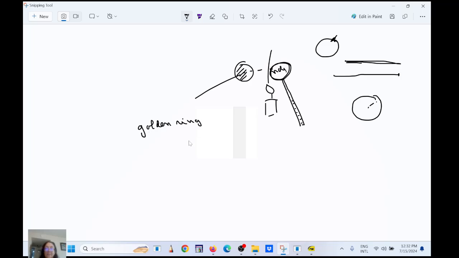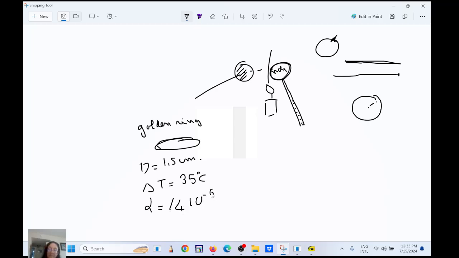Okay, let's say the diameter of the ring is, I don't know, 1.5 centimeters. And now you increase the temperature by, I don't know, you go somewhere very hot, 35 degrees Celsius. That will be the change in temperature. The linear expansion coefficient is 14 times 10 to the negative 6 per degree Celsius, so 14 parts per million. What's going to happen to it?